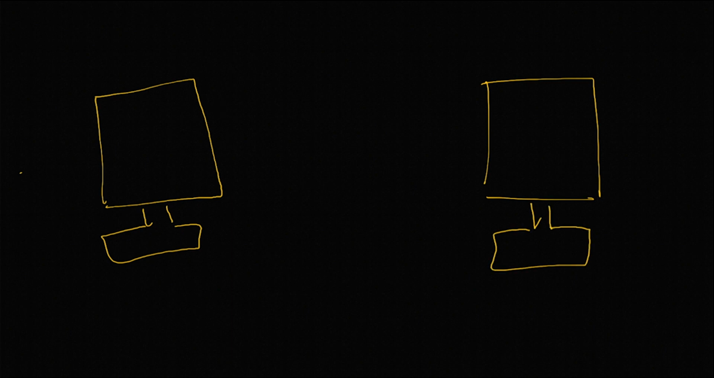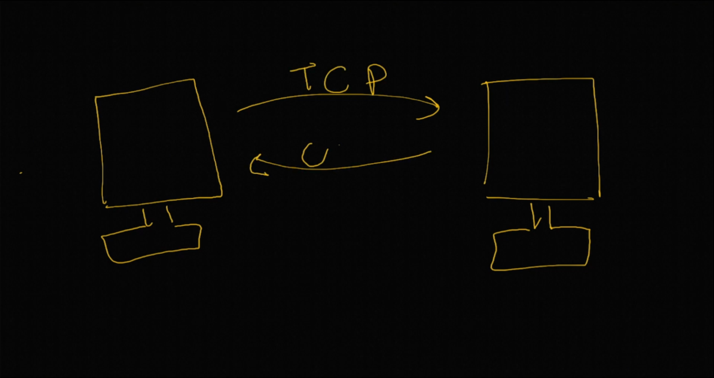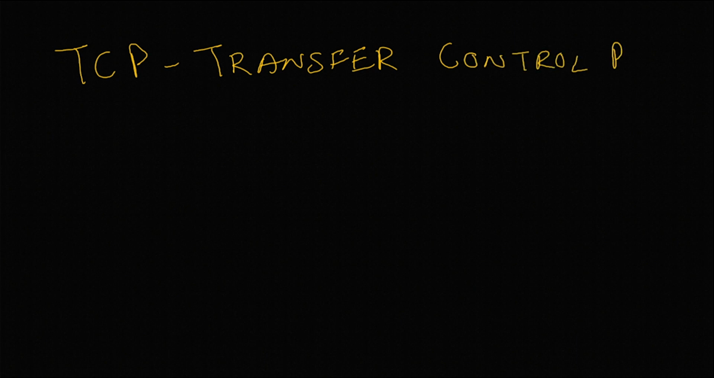Now let's take an example of two computers. One computer is right here and the other one right here. If they want to talk to each other, they will use two languages. First is TCP, and the other is UDP. So we'll be talking about TCP. The full form of TCP is Transmission Control Protocol.